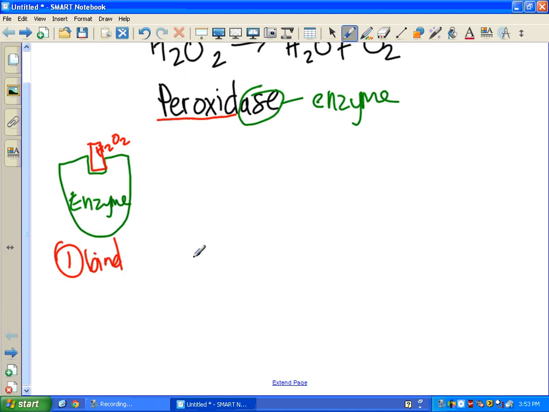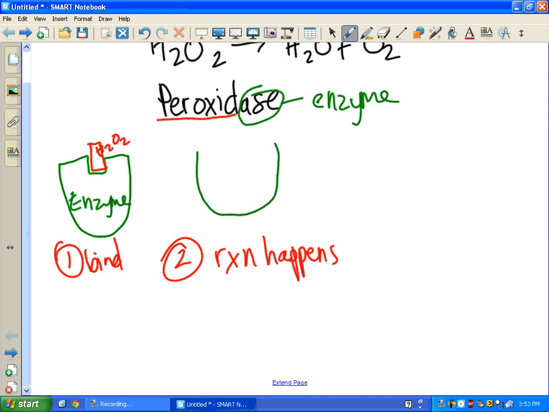Then step two is whatever the reaction is, it happens. So in this case, the reaction was for the peroxide to break up. Let me make that a little bigger so you can see it. The hydrogen peroxide breaks into water and oxygen, two products. Once that happens, the products leave.